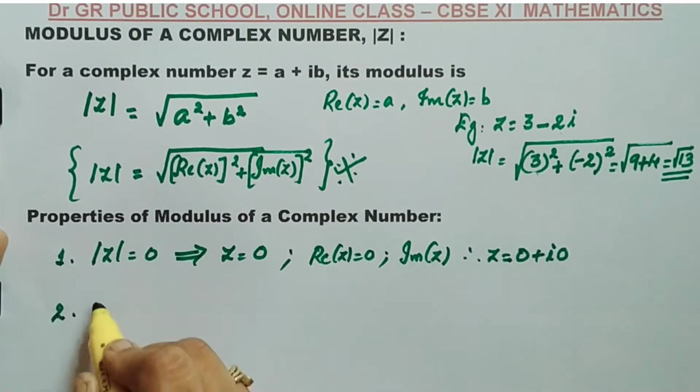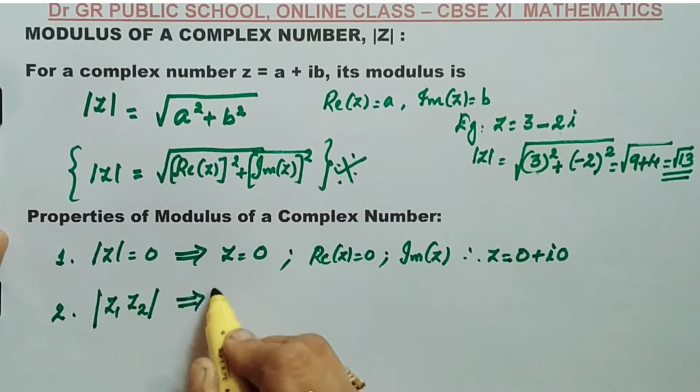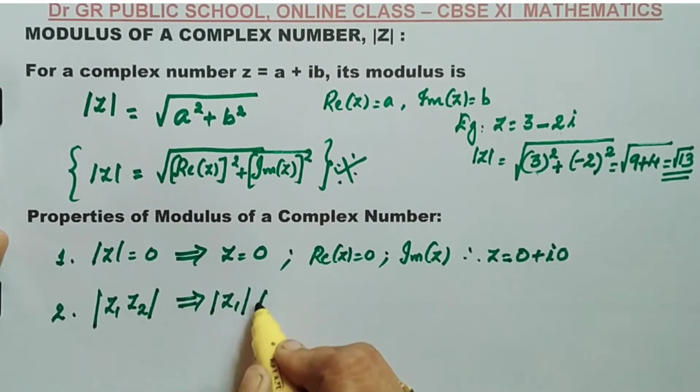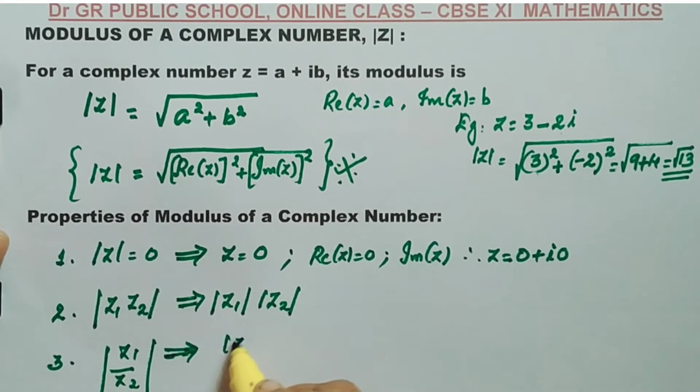Second property is, to find the modulus of the product of two complex numbers Z1 and Z2, it is equivalent to finding the modulus of the first complex number into the modulus of the second complex number. And third property is modulus of Z1 by Z2. To find the modulus of the quotient of two complex numbers, find the modulus of the first complex number divided by the modulus of the second complex number. These are the three properties you need to study in the case of modulus of a complex number.